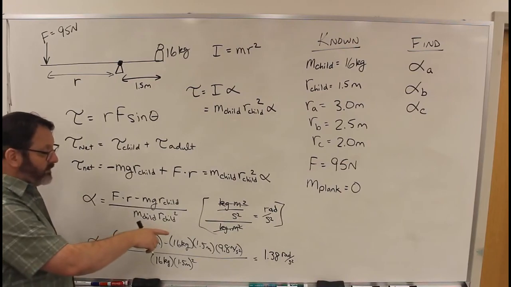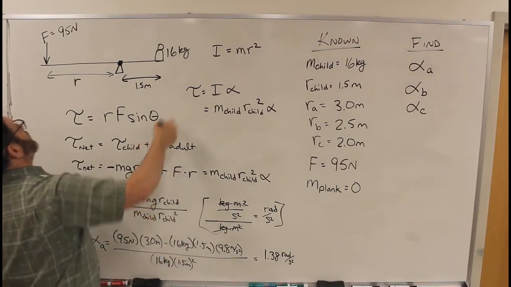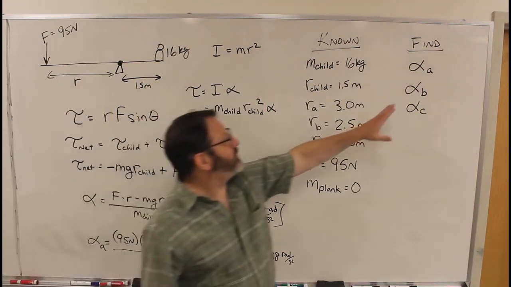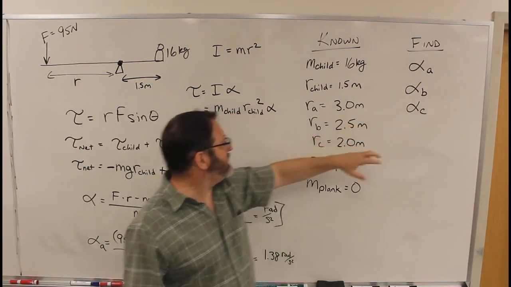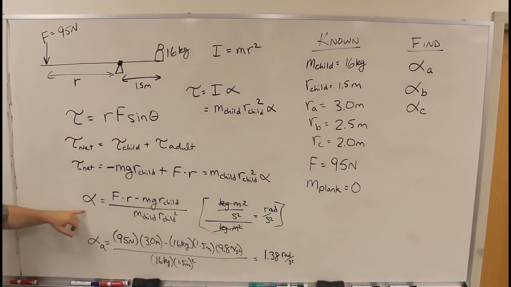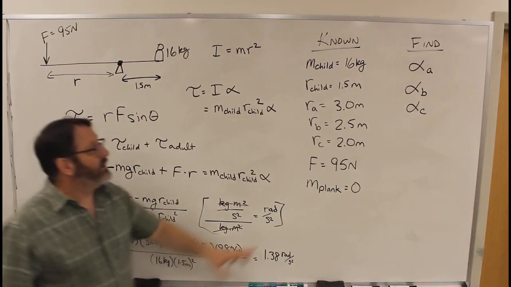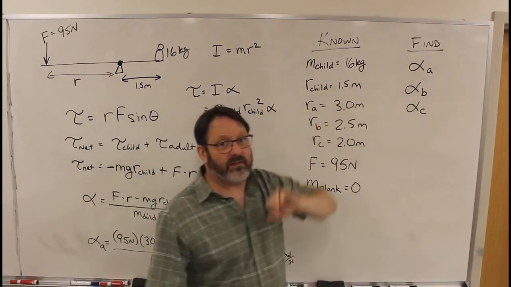So that's a positive number, which means counterclockwise. So now you can do it for B and C. All you have to do is, instead of using RA here, you put in RB and RC to see what happens on the other two.